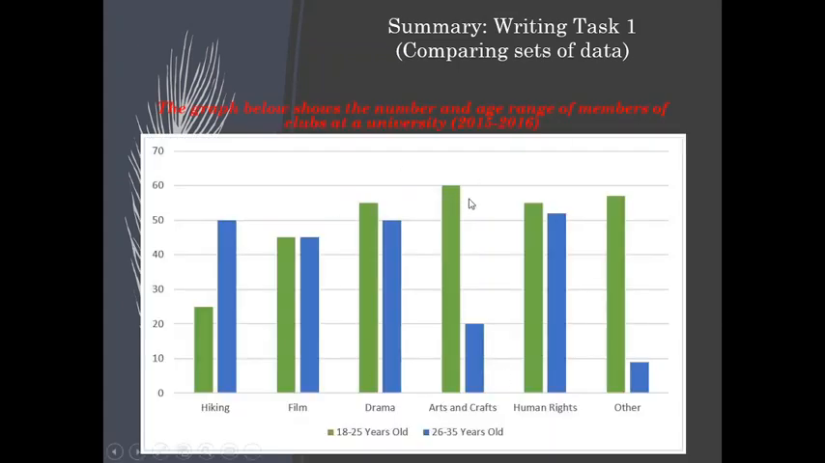so maybe the first group, clubs wherein you have more 18 to 25-year-olds. So the second group, the clubs where you have more 26 to 35 years old. All right, the third group, it can either be with a big difference like this, it's showing big difference, or maybe the small difference. So here, the difference is quite small when it comes to 26 to 35-year-olds and 18 to 25 years old. So this is quite a small difference.